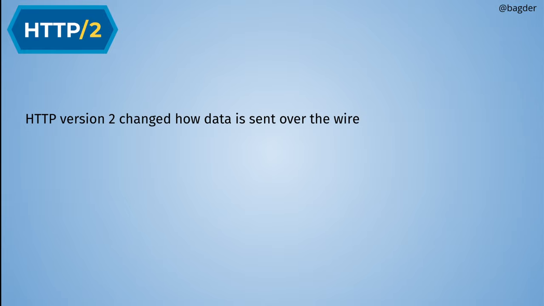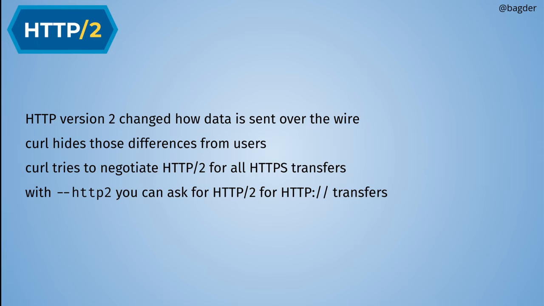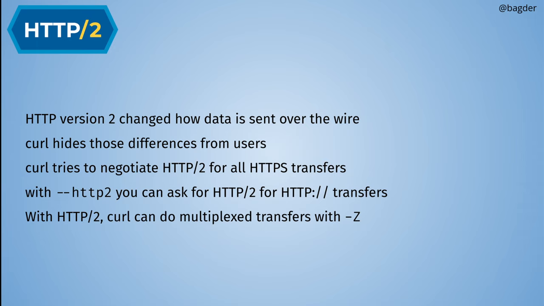Okay, I told you before that HTTP versions are rarely that much to care about. It'll just be used by default and automatically. Version 2 changed how things are sent over the wire, but curl doesn't really show that. It tries to hide it and converts everything to look like HTTP 1 as before. It tries to negotiate HTTP 2 for all HTTPS, and you can make it use or try to use HTTP 2 even for HTTP transfers if you ask it to. It's sometimes a recipe for disaster, so maybe don't go overboard, basically because of how the internet and servers work, not because of what curl does.